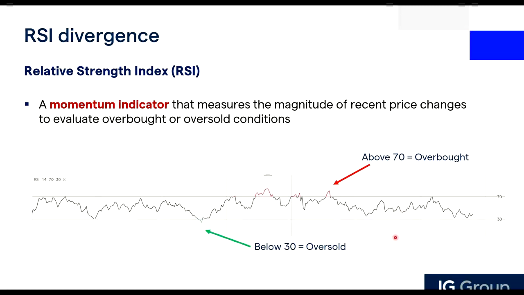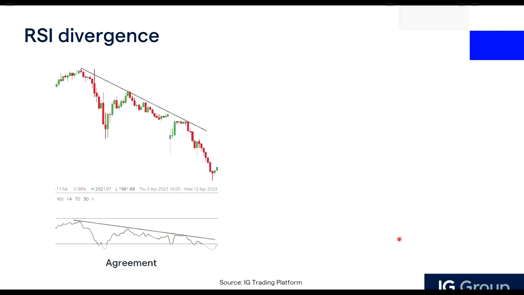One way that we use this indicator when trading reversals is to find divergence. What do I mean by divergence? This is the price of the underlying market, and this is the indicator. Usually when we talk about divergence, we are trying to find a disagreement between the price and the indicator, because in normal circumstances, usually they will be in agreement.